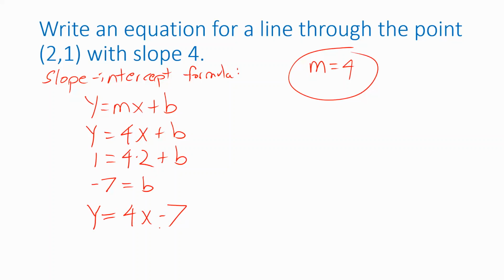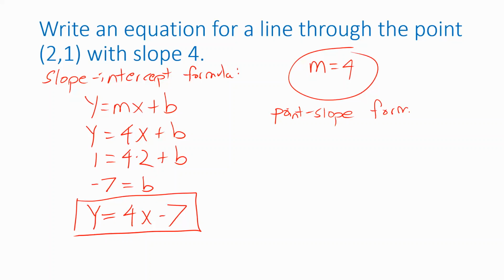So I've taken the slope m, and the y-intercept I found, b. I insert those into the slope-intercept formula, y = mx + b, and that gives me the equation for my line. Now there's another approach. Instead of the slope-intercept formula, you can use what's called the point-slope formula. That formula is written this way: y - y1 = m(x - x1).